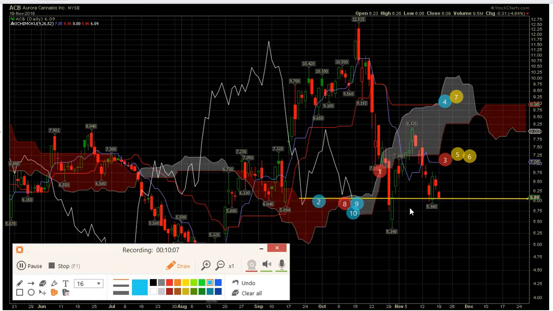And as long as we're below this cloud, you got to be careful. I would not be trading this. I would not go long here until we get above the cloud. So even if you go long here, you got to make sure that you have some take profit levels over here, because it's not going to be easy getting through this resistance zone up here.